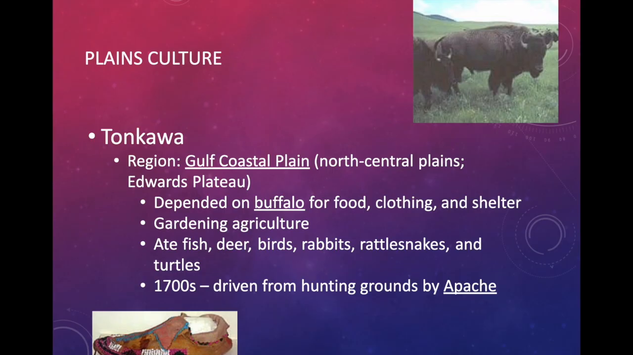The first group that we'll talk about is called the Tonkawa. The Tonkawa lived in the Gulf Coastal Plains in the North Central Plains, Edwards Plateau type of area. They depended on buffalo for their food, clothing, and shelter. Pretty much the buffalo will be their everything. They did garden a little bit because they competed with the other plains groups, and they ended up having to garden in order to supplement their food. They ate fish, deer, birds, rabbits, rattlesnakes, and turtles.